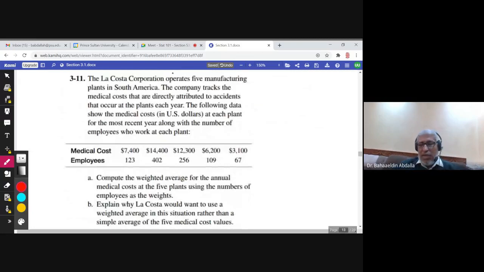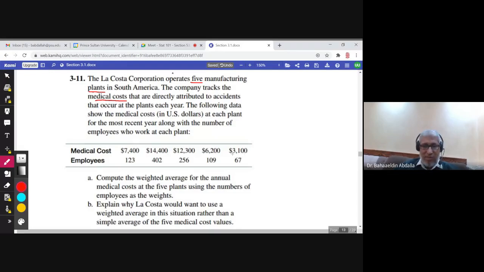Another example: The La Costa Corporation operates 5 manufacturing plants. So this company has 5 plants in South America. The company tracks the medical costs that are directly attributed to accidents that occur at the plant each year. So we are concerned about the medical cost. The medical cost of the first plant is $7,000. The medical cost of the second plant, $14,000. The last one, $3,000.